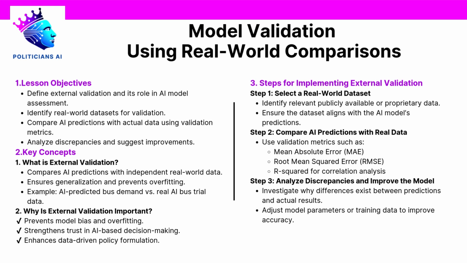Root mean squared error, on the other hand, places greater emphasis on larger errors, making it useful in scenarios where significant prediction inaccuracies are especially problematic. R-squared, or the coefficient of determination, measures the proportion of variance in the real data that is explained by the model's predictions, providing a clear indication of how well the model fits the data.